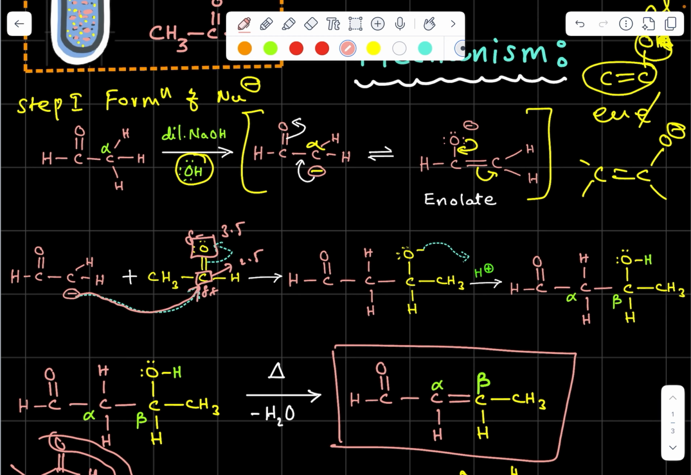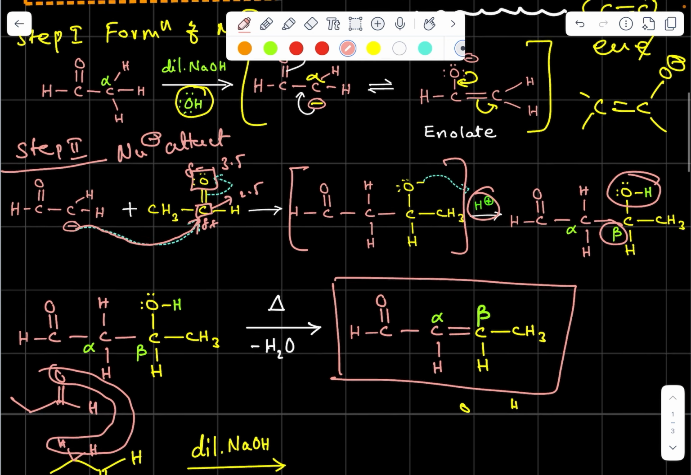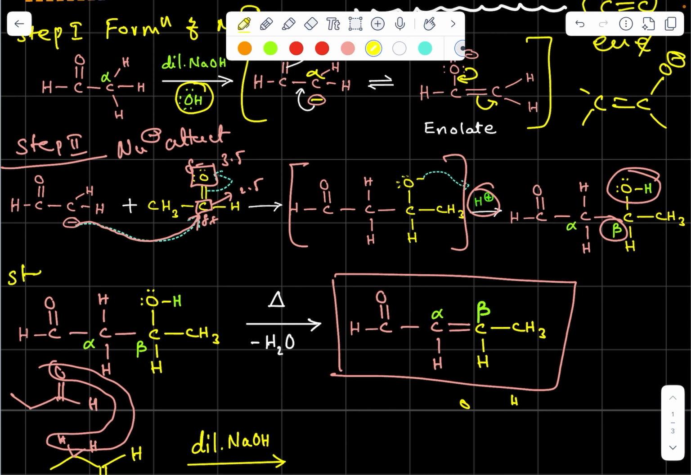So now what will happen? I will get the intermediate with O minus. Once I do the protonation, I get the beta hydroxy product. So step number 2 is the nucleophilic attack, and therefore the beta hydroxy product will be formed. What will be step number 3? Step number 3 is the condensation process, I mean removal of a water molecule.